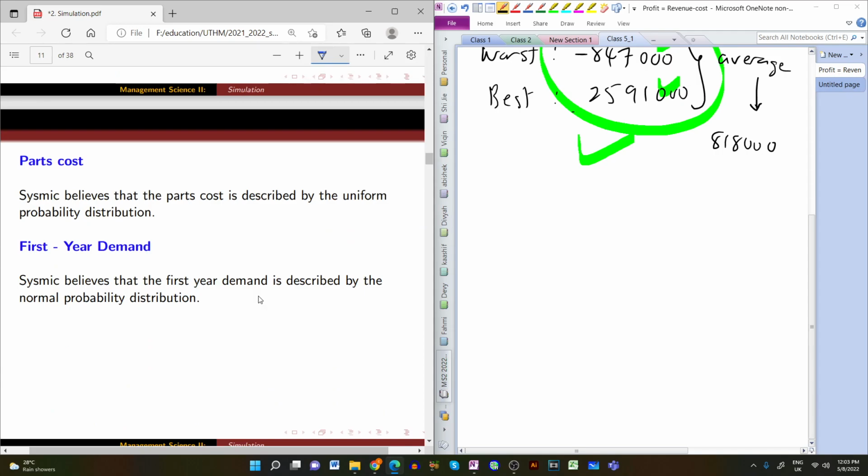Same like this, we are going for part cost also. Part cost is uniform distribution. It has its formula. I'll give you later. For final year demand also, probability we go by normal probability. The formula I'll give you later. This normal probability I use. We can use Excel if you want to use this.